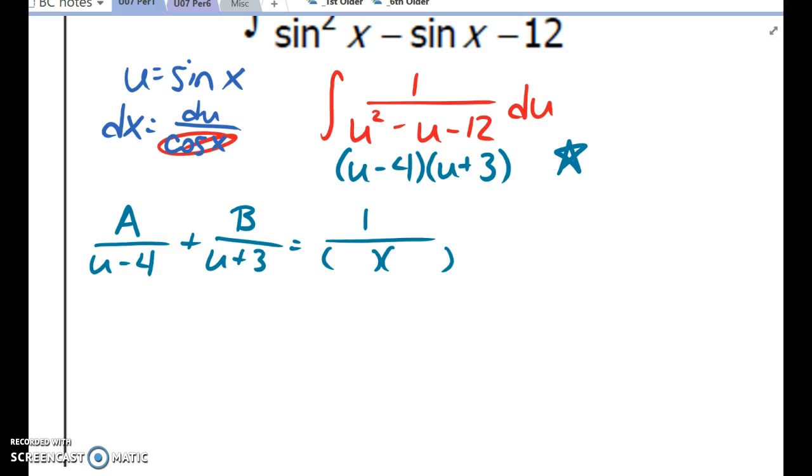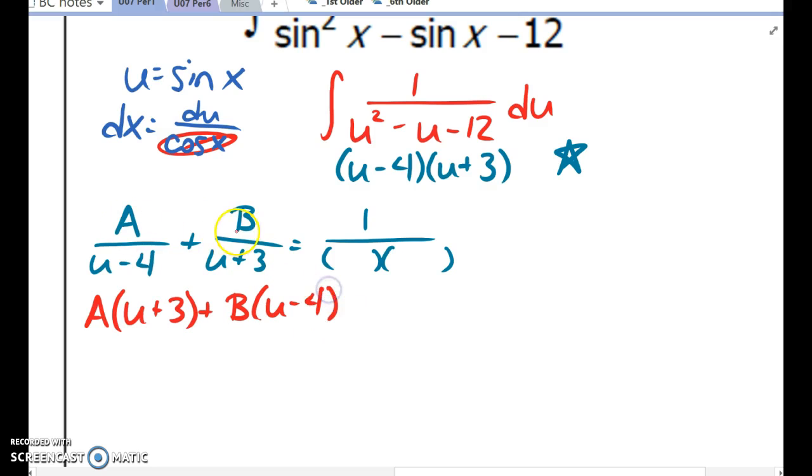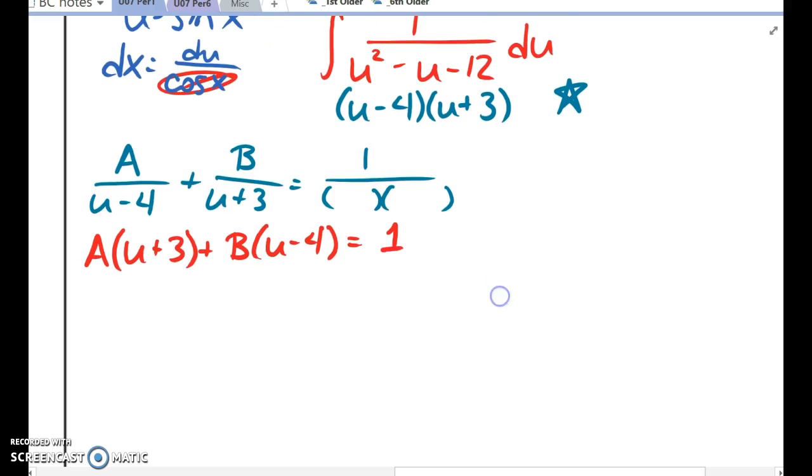So we have that constant A needs to be multiplied by u plus 3. B will get multiplied by u minus 4. So that gives me the numerator. It needs to equal the other numerator because our denominators are identical. And so then again, Heaviside method or the system of equations thing. I did system of equations last time, I'll do Heaviside this time. Also, no fractions are going to get involved, so Heaviside I personally think is a better choice anyway.